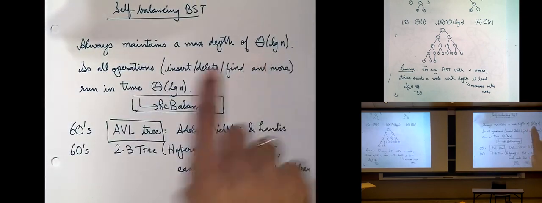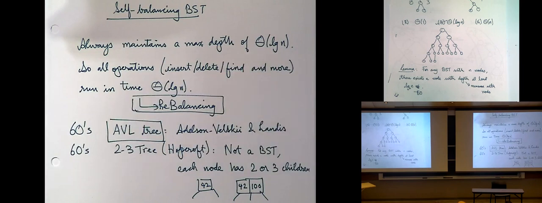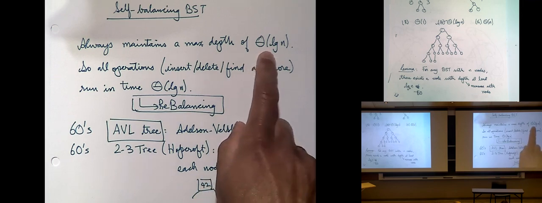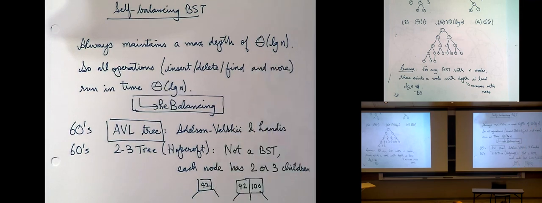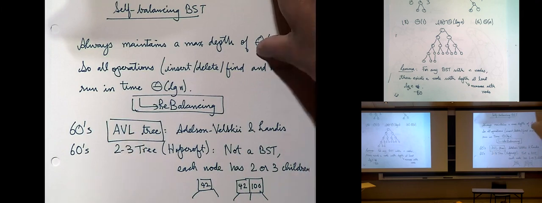It always maintains a depth of Theta(log n). So it's not going to be perfectly balanced, but one can think of it as balanced up to a constant factor with respect to the depth. And a specific example is the AVL tree, which is the one that I will be teaching.